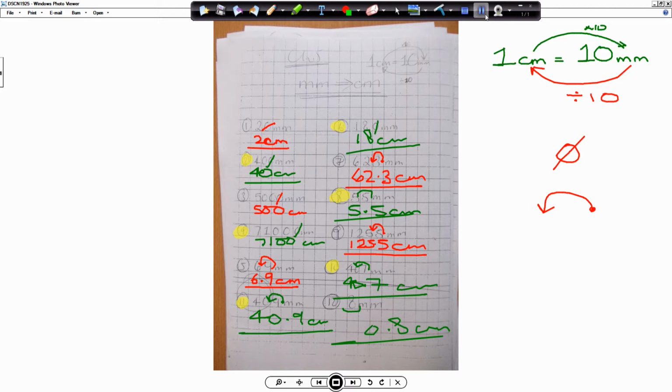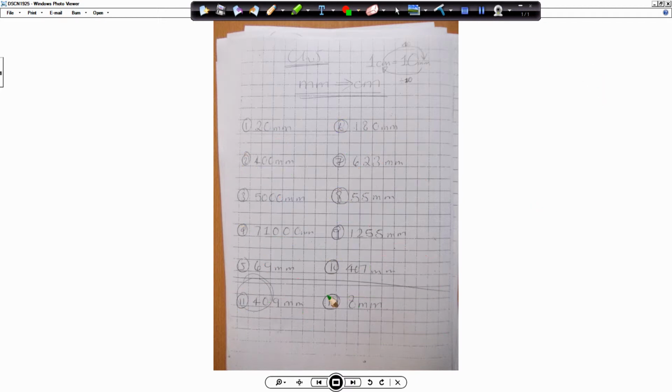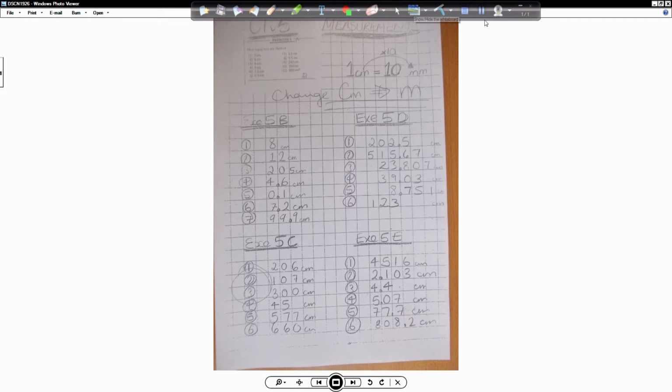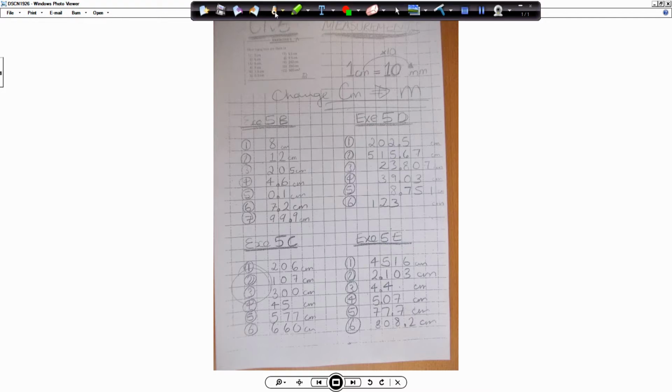Okay, next exercise. Last one, quickly you can squeeze this one in. Okay, right, what are we saying here? Same identity, 1 centimeter is equal to 10 millimeters. Smay's coming around giving you the homework now. We change centimeters to millimeters.